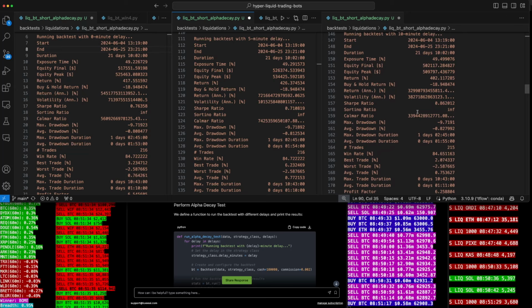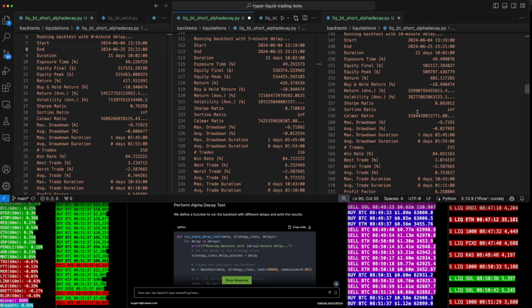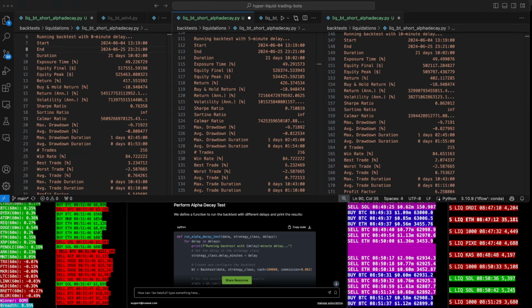This is the alpha decay test. This is to help build confidence, because that's all we're doing at this time, essentially.